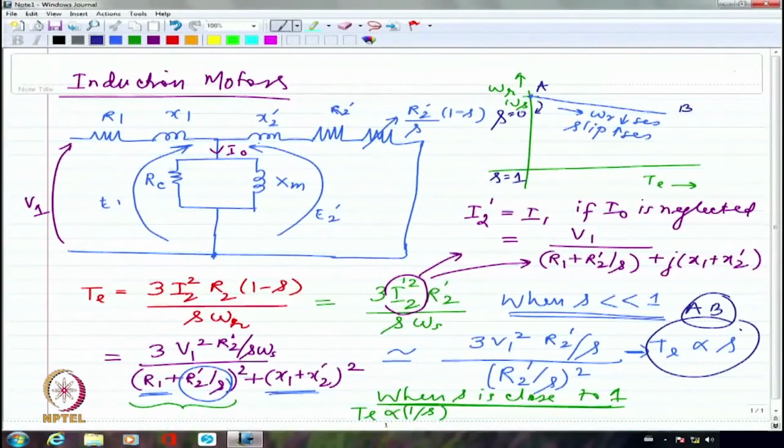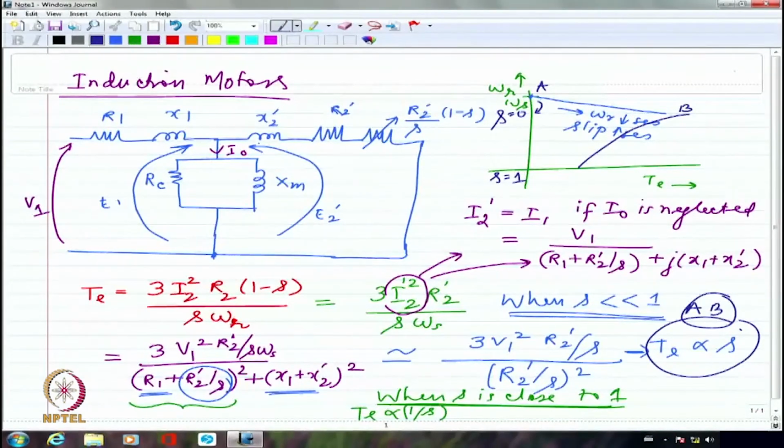So obviously, I will have some kind of hyperbolic characteristics, maybe somewhat like this. So I have two portions of the slip torque characteristics clearly, one corresponding to the torque being proportional to slip, the other being proportional to 1 by S. Now, S is 0, TE is 0. Yes, this is TE.